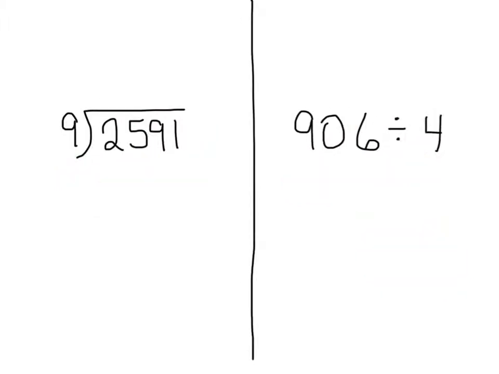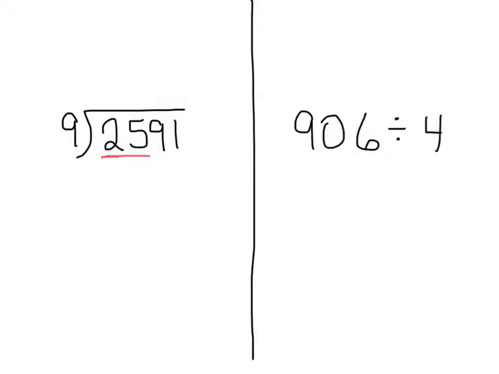Now let's look at another one. So now, on the left, I have 2,591 divided by 9. Does 9 divide into 2? No. Does 9 divide into 25? Yes, it does. So now I need to think of a number that's close to 25 that 9 divides into evenly.